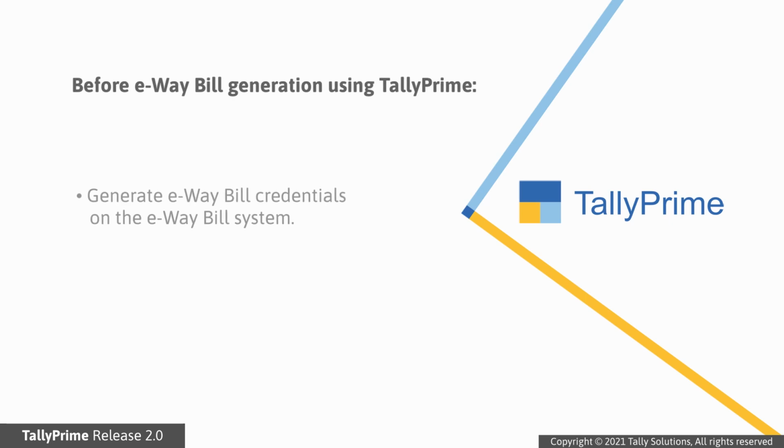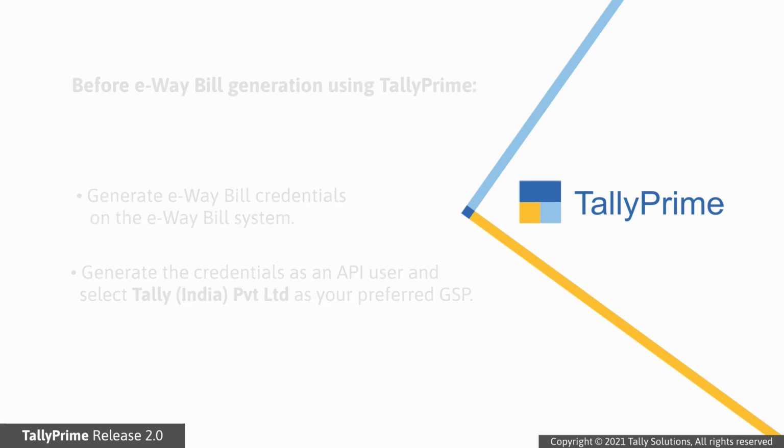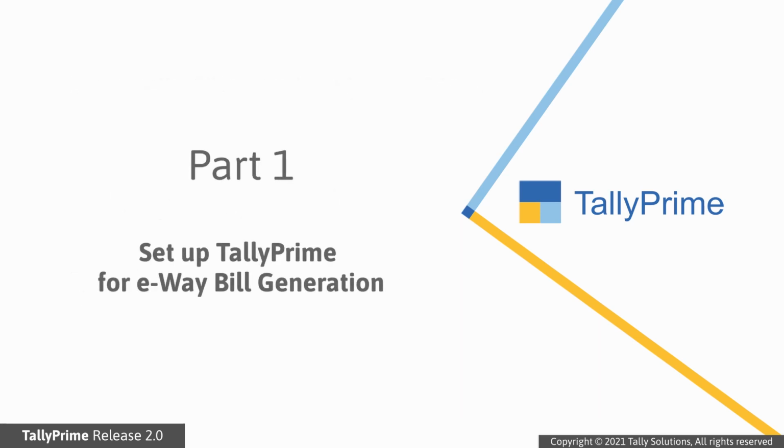Before e-way bill generation using Tally Prime, you need to generate e-way bill credentials on the e-way bill system. While generating credentials as an API user, you will need to select Tally India Private Limited as your preferred GSP. And you need to do a one-time setup in Tally Prime.